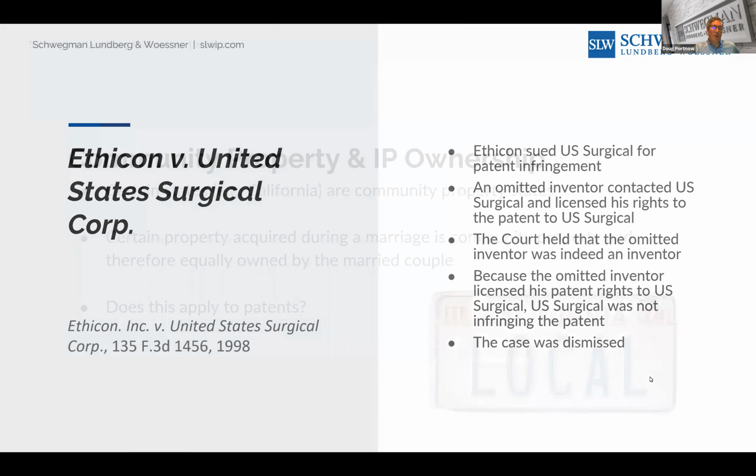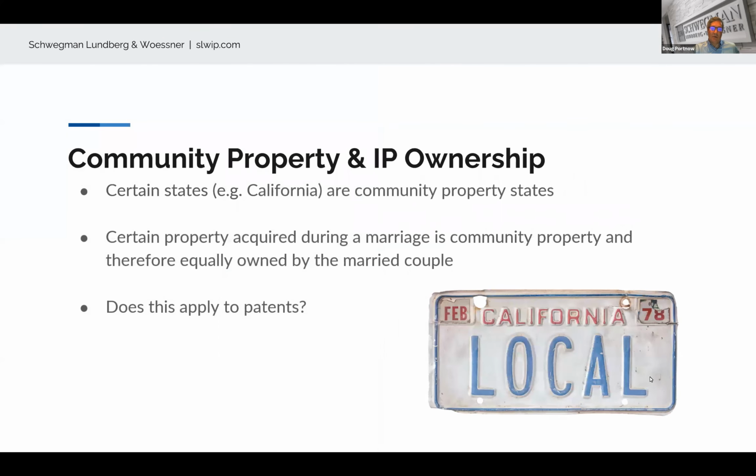Then on slide 30, we go into another very interesting issue, and I can't even claim to know the answer to this, but I want to mention it because I think it is very intriguing, and that's community property and how that affects intellectual property ownership. As our audience knows, some states like California are community property states. Any property acquired before marriage is separate property. Any property acquired during the marriage is considered community property, and community property is evenly divided between the parties upon dissolution of the marriage.